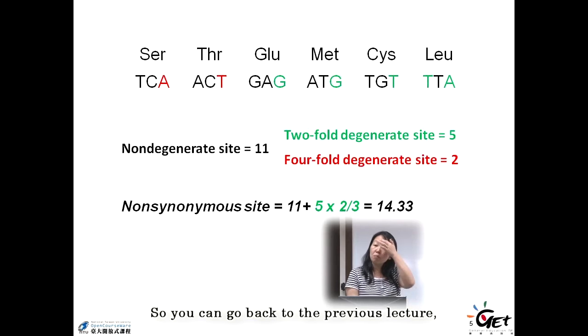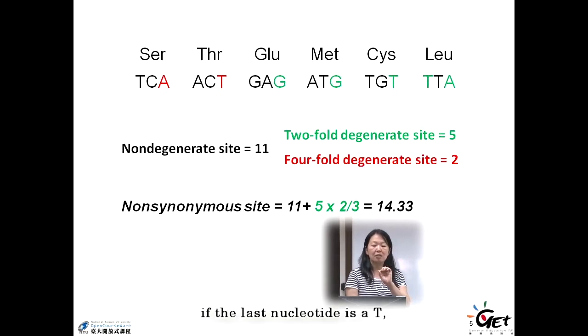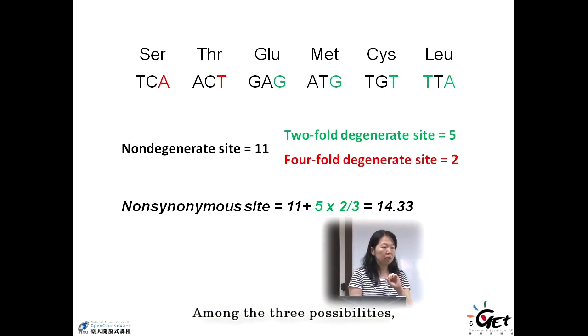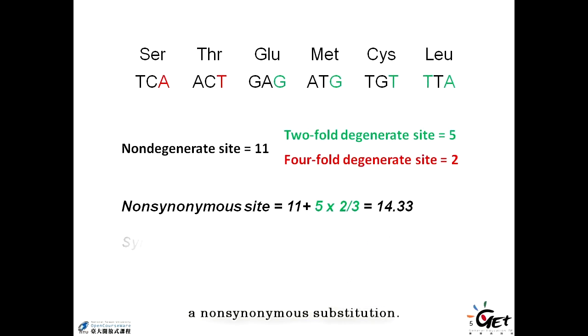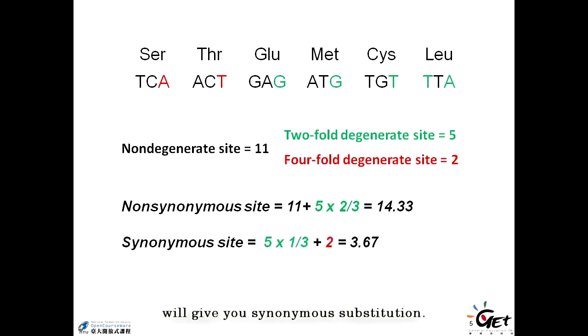You can go back to the previous lecture, where we dissected each codon. For example, if the last nucleotide is a T, T could change to all the other three possibilities: A, C, and G. Among the three possibilities, 2 of them will result in a non-synonymous substitution, and only 1 will give you a synonymous substitution. So that's the 2/3 and 1/3 here.